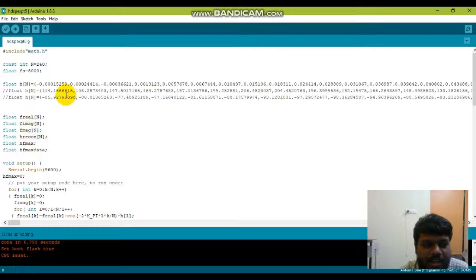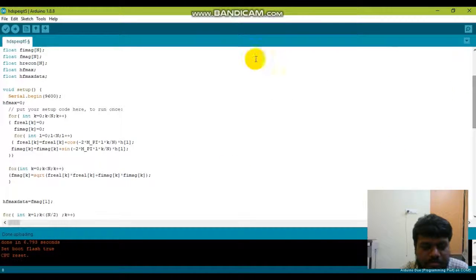Here are the array declarations, and here is the Serial.begin with baud rate. Here f real represents the real part of the frequency component and f imag the imaginary part of the frequency component.